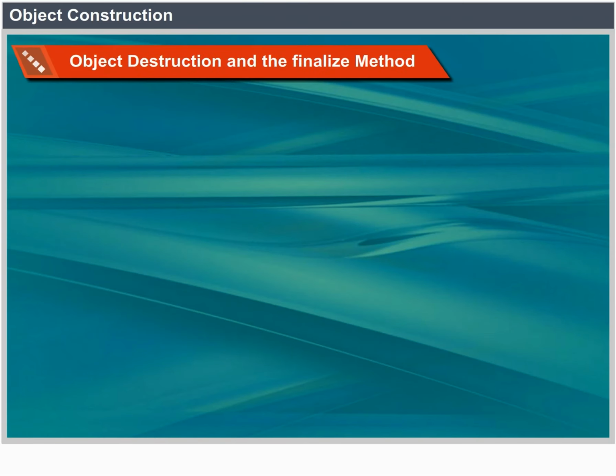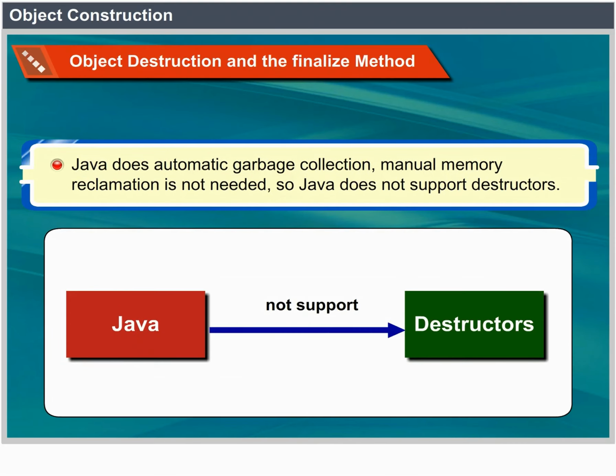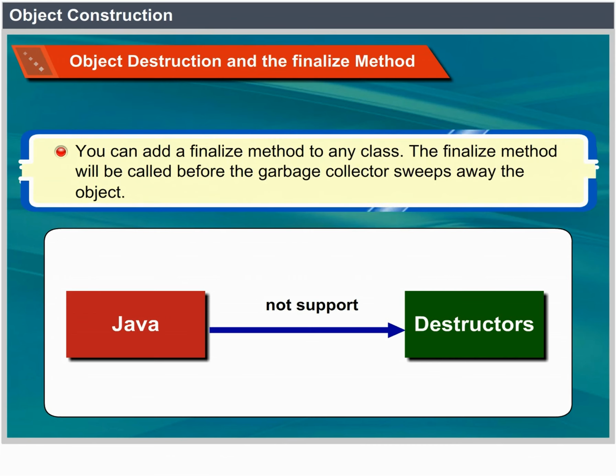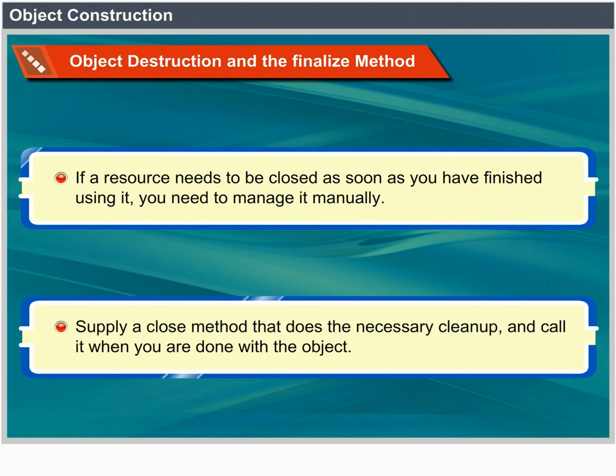Object destruction and the finalize method. Java does automatic garbage collection. Manual memory reclamation is not needed, so Java does not support destructors. You can add a finalize method to any class. The finalize method will be called before the garbage collector sweeps away the object. If a resource needs to be closed as soon as you have finished using it, you need to manage it manually. Supply a close method that does the necessary cleanup and call it when you are done with the object.